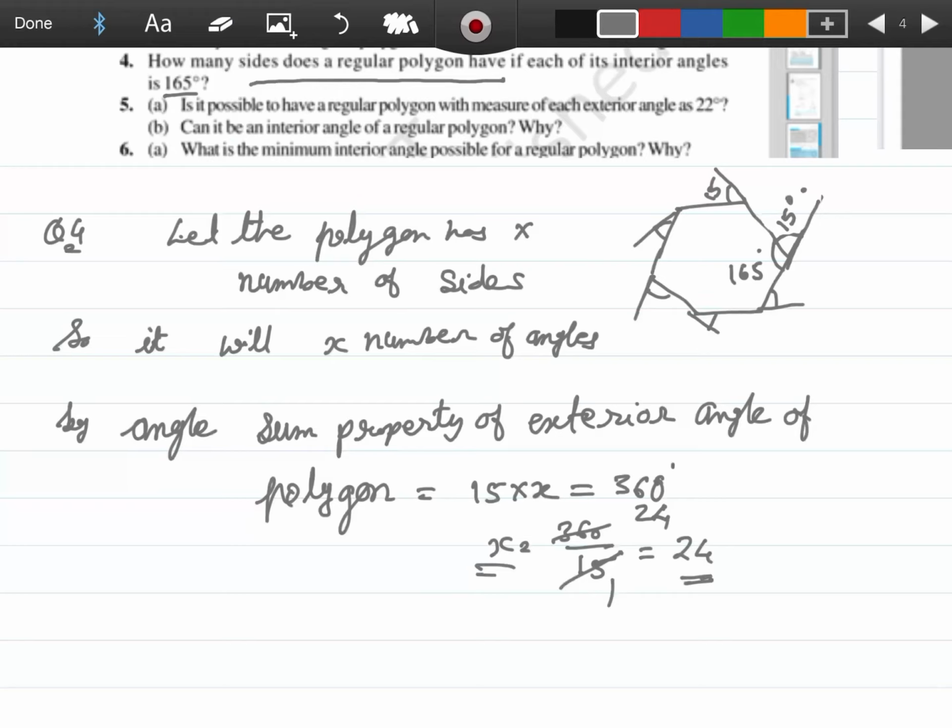Next question. Is it possible to have a regular polygon with the measure of each exterior angle is 22 degrees? You will do this yourself. Question number 5: you will find out whether this can be a regular polygon. Can such a polygon exist whose exterior angle is 22 degrees?